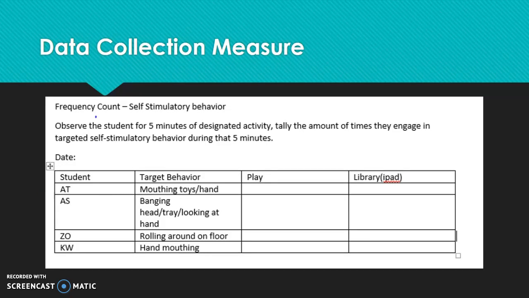This is the data collection measure that I used, and my instructional associates helped me to take this data as well. So we observed the students for the first 5 minutes of the activity and tallied the amount of times that they engaged in their own target behavior. So as you can see in the target behavior column, each student's behavior is different. And so we only took frequency of those specific behaviors listed in that target behavior column for each student.